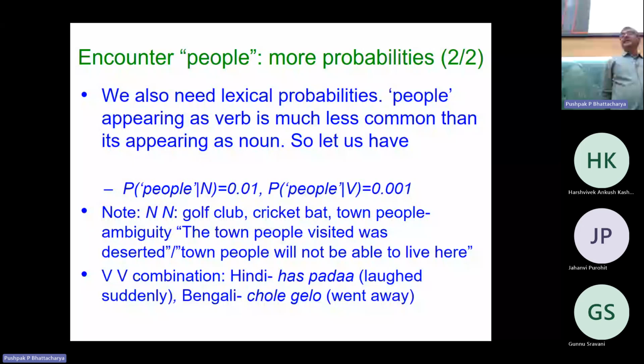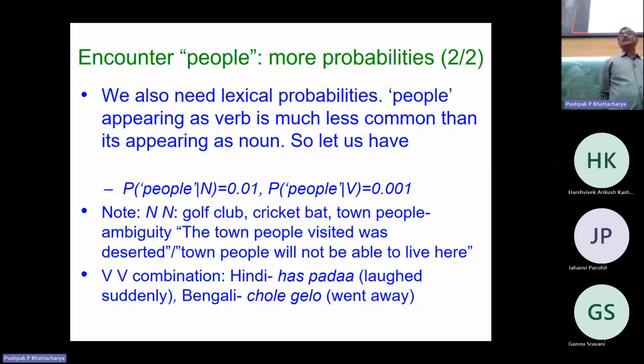Note, N-N combination, an example of that will be golf club, cricket bat, town people. Ambiguity. There is an ambiguity. The town people visited was deserted. Town people will not be able to live here. So you can see the ambiguity here. In the first case, town is a noun, acting like a noun.